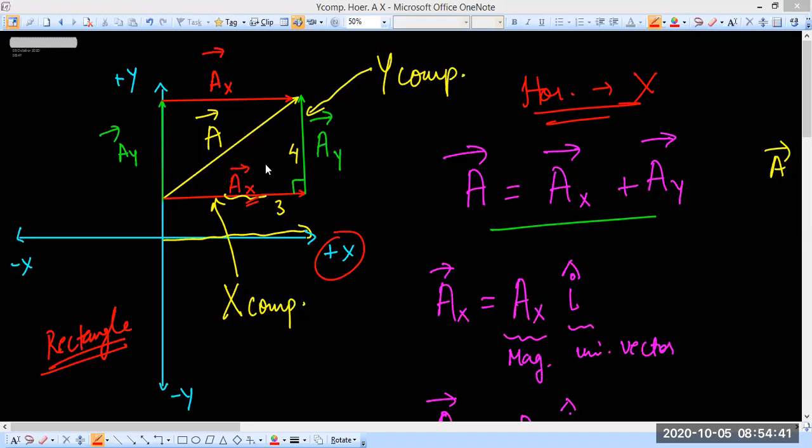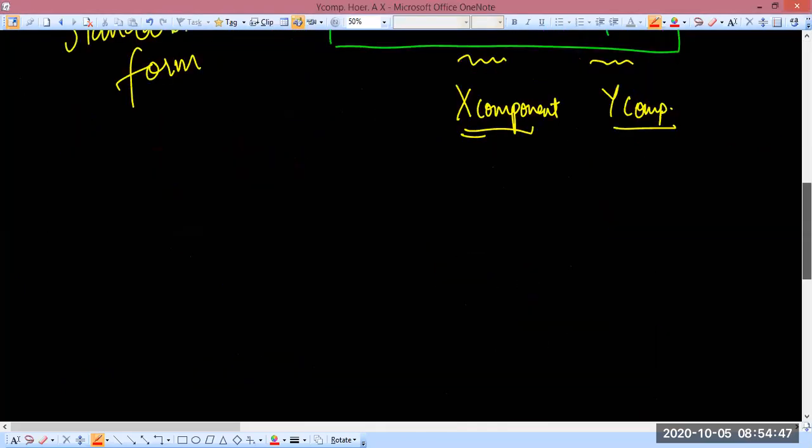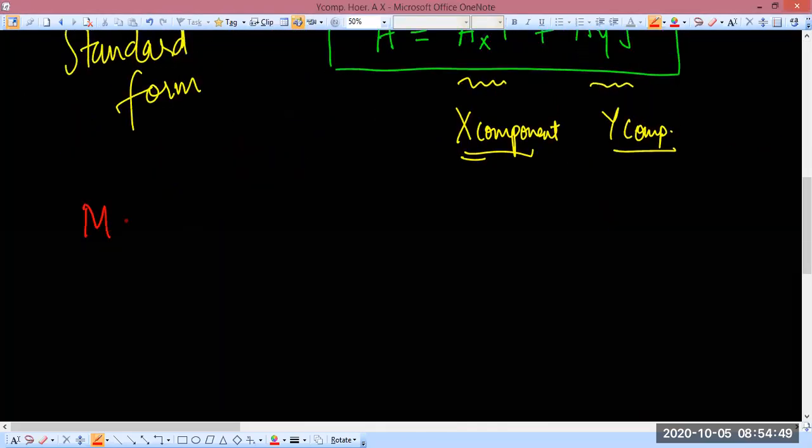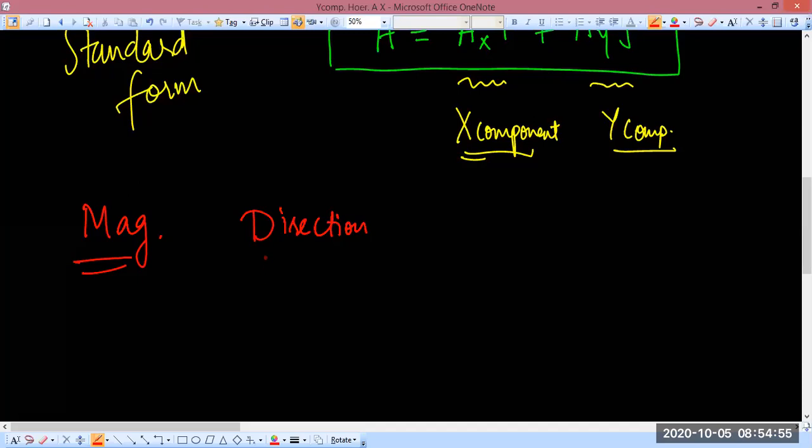All right. Now, let's talk about an interesting thing. Earlier, if you remember, we said that to write a vector, you need a magnitude and you need a direction. And direction is typically indicated by angle. Yes? Right? We need a magnitude, we need a direction, and direction is indicated by an angle.